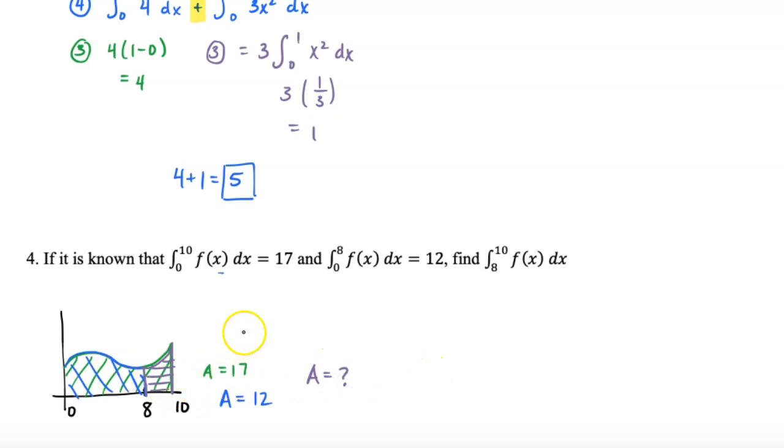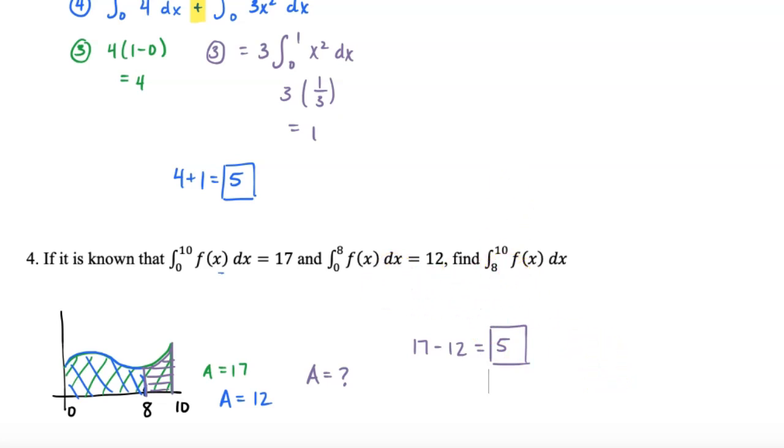Well, if the total area is 17, the area from 0 to 8 is 12. If I just subtract the total area from the area of this one portion, I get the area of the other part of that curve. So this is just equal to 5. And so that's my final answer, that my area is just equal to 5.